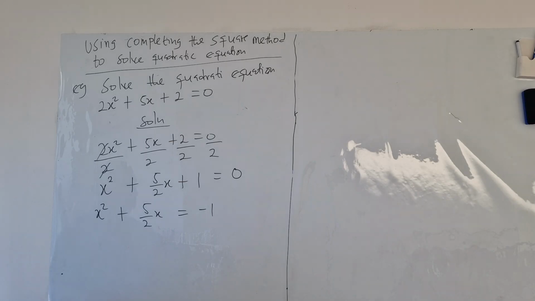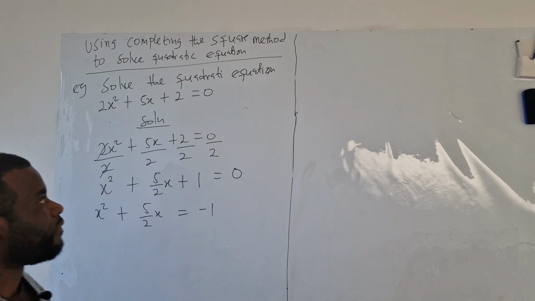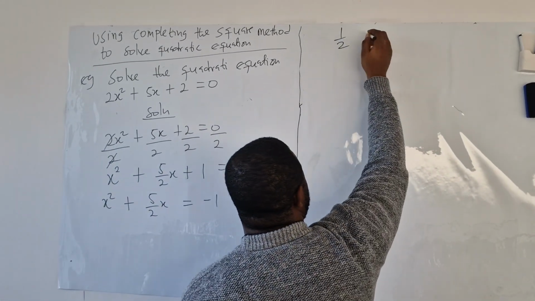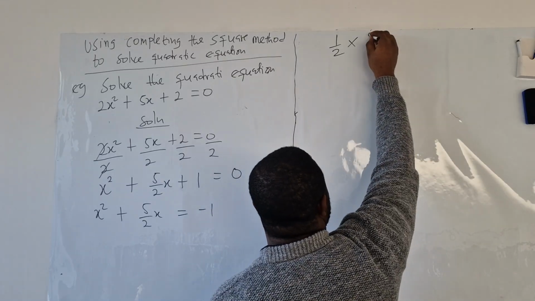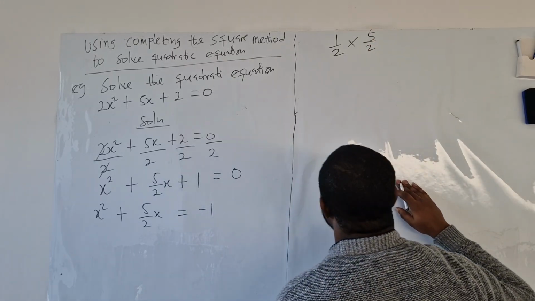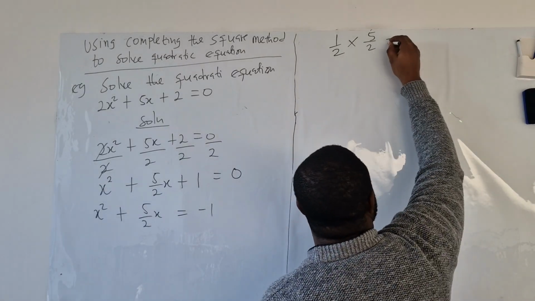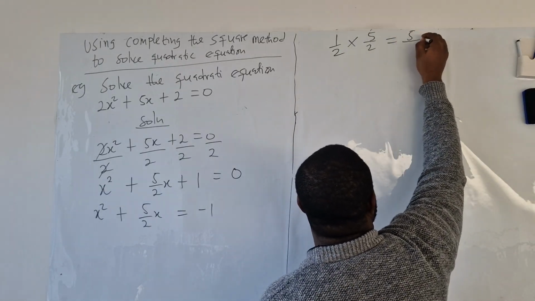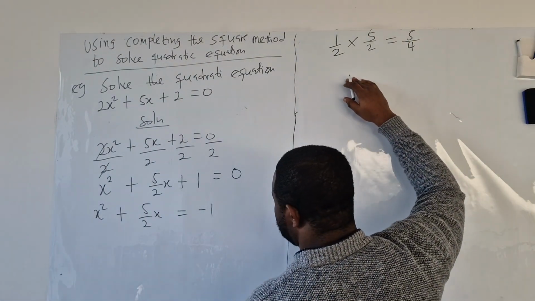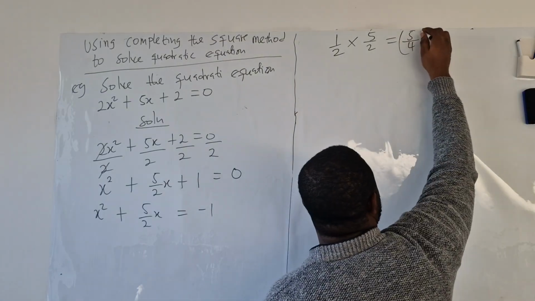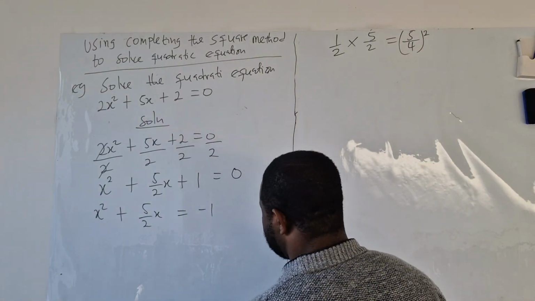Good. Now, what's the next thing to do at this point? Having taken the constant to the right side, the next thing is to find half of the coefficient of x. The coefficient of x is 5 on 2. So multiply half by 5 on 2, which is 1 times 5 is 5, 2 times 2 is 4. After finding half of the coefficient of x, we square the answer that we are getting.